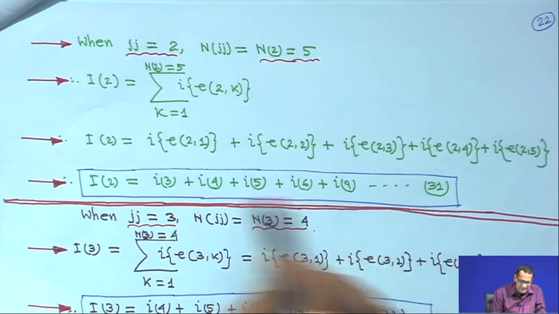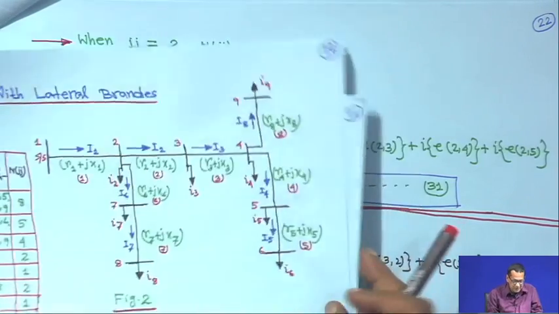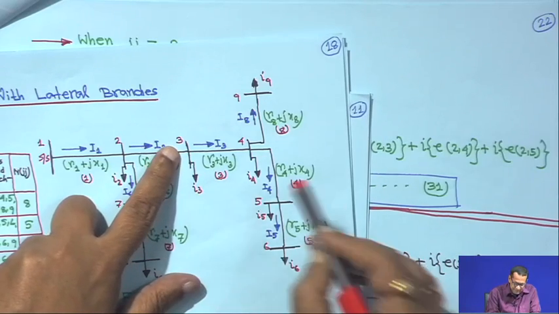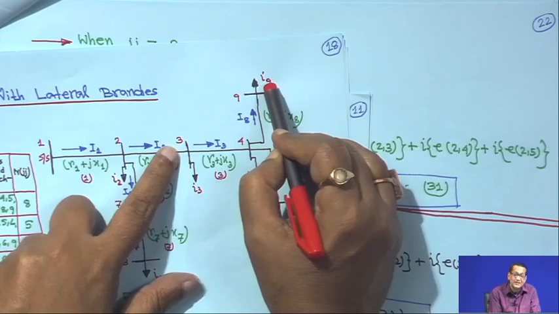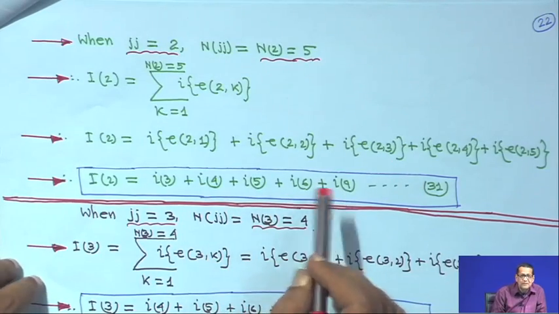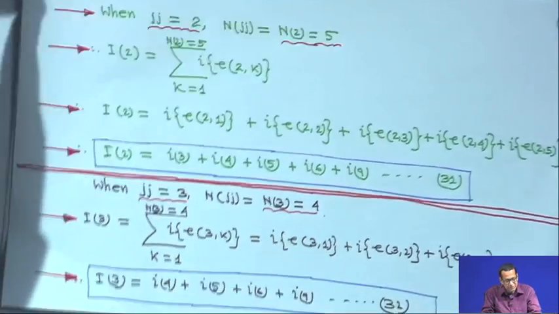This is the equation for the current flowing through branch 2. Now, if you look at branch 2, beyond branch 2, this current is there I3, then I4, then I5, then I6 and then I9. So, here also we are getting the same thing: I3, I4, I5, I6, I9. That is why I am giving this in tabular form, such that it will be easy for you to understand.